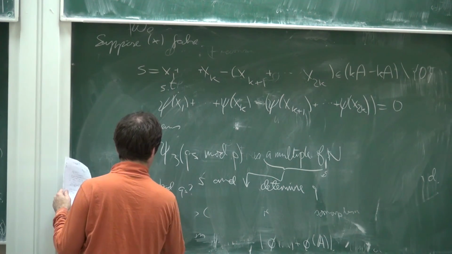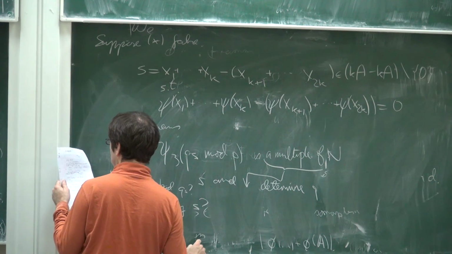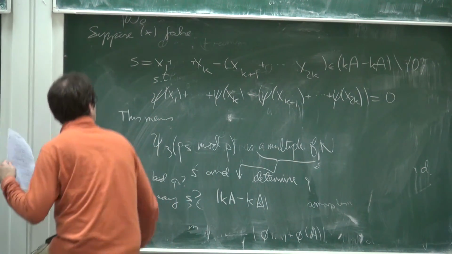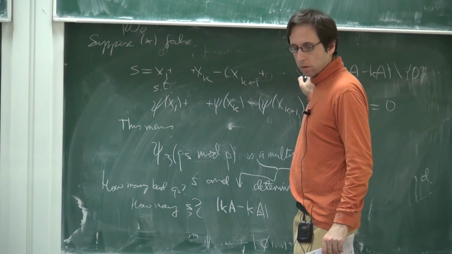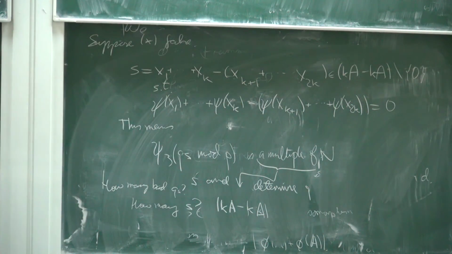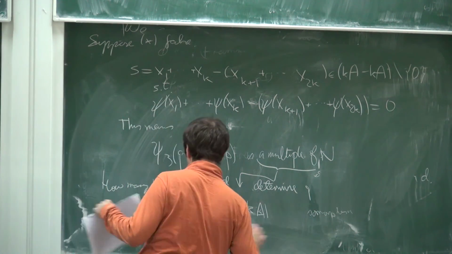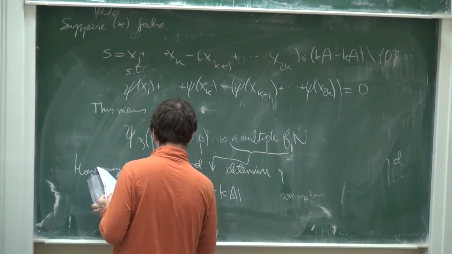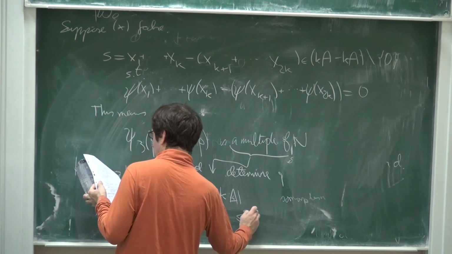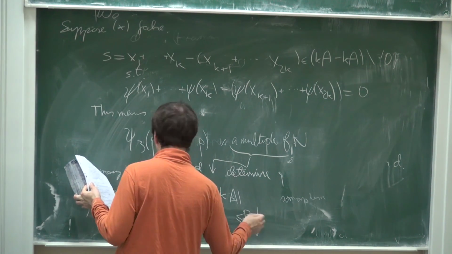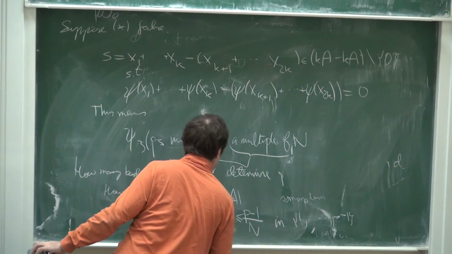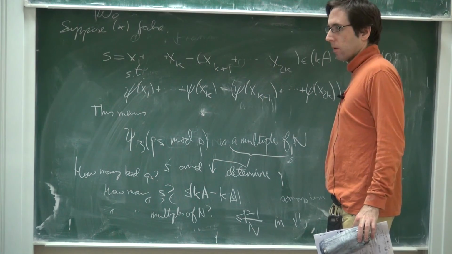How many S? The possibilities are Ka minus Ka possibilities. No more than that, because you are talking about S's of this form. And then the second question is, how many multiples of n are there? There are at most p minus 1 over n multiples of n in 1 up to p minus 1. All right.